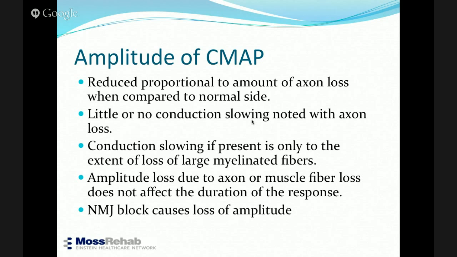Amplitude loss is due to axon or muscle fiber loss, but does not affect the duration of the response. Okay, the duration, if the amplitude loss is due to purely axon loss or muscle fiber loss, the duration of the response is going to be exactly the same. It doesn't change. If it is demyelination, on the other hand, the duration is going to change significantly. Neuromuscular junction block could cause loss of amplitude because you have fewer muscle fibers being activated.